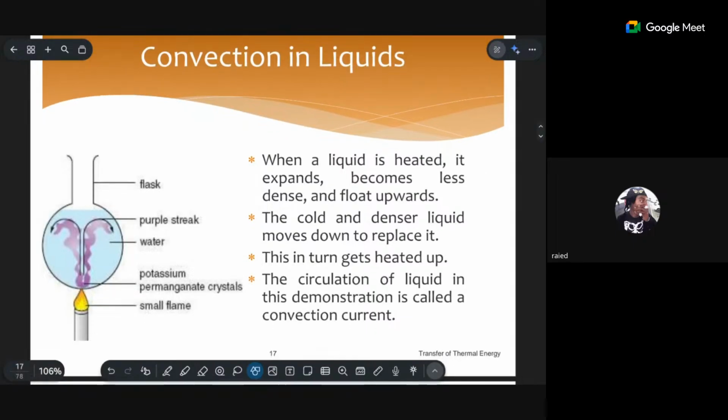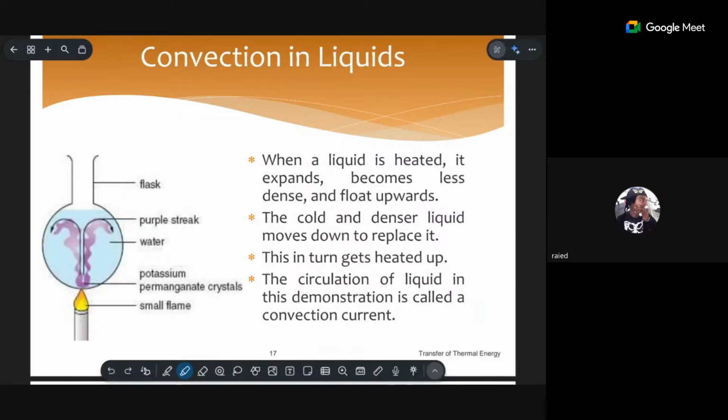Convection in a liquid: you have placed a liquid, and inside it there is a purple streak, a sort of indicator, placed in the liquid flask, which is heated from one side. Did you notice that as you are heating it up, it is moving upward? It means this is actually the bulk movement of the molecules.